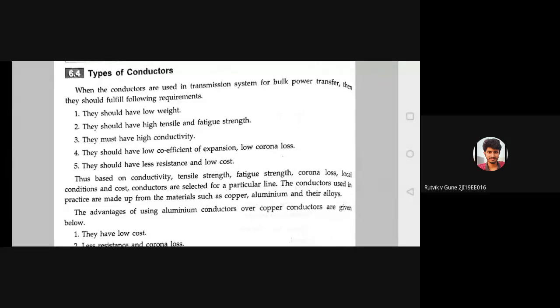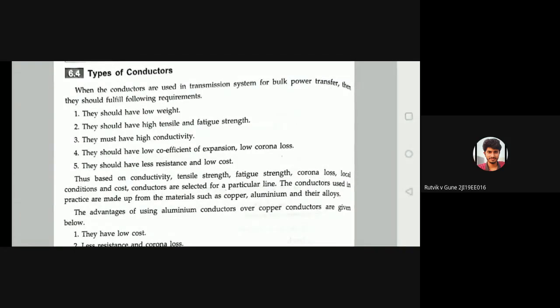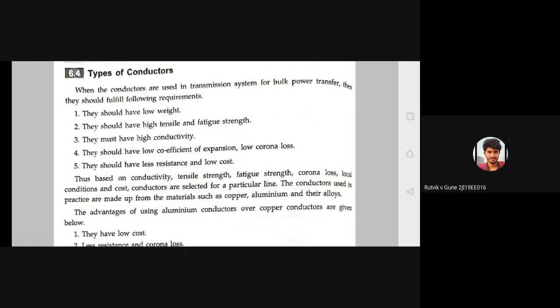All these qualities will not be found if we take only aluminium or only copper. So what we do is we mix and match, we create alloys, we create materials so that it has all the following qualities. For example, aluminium is very light in weight, that we all know, very light metal, but its tensile strength is very bad.